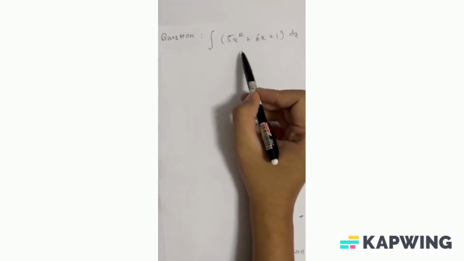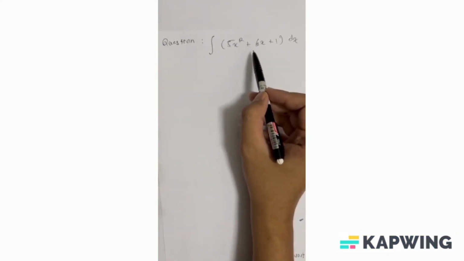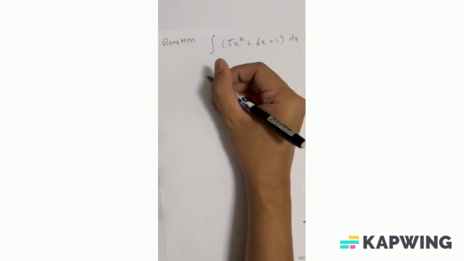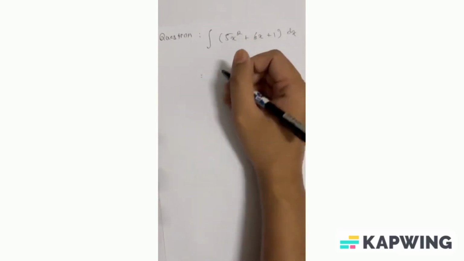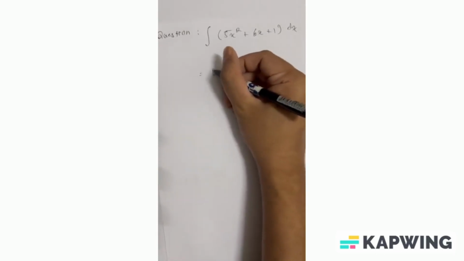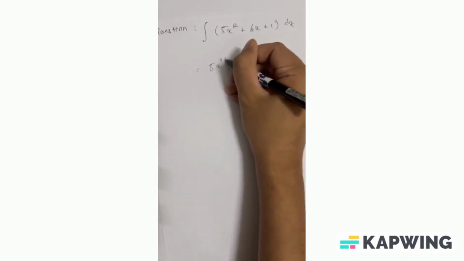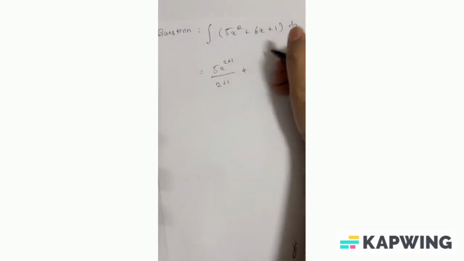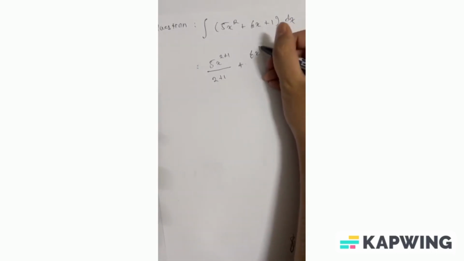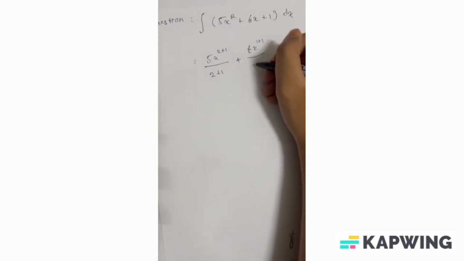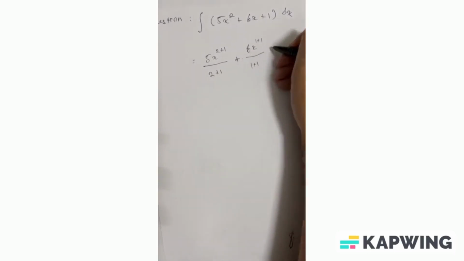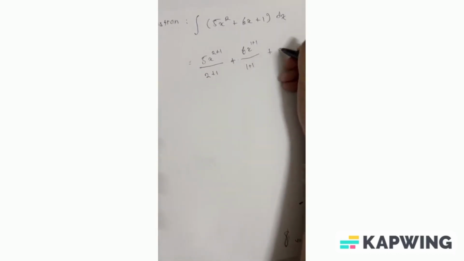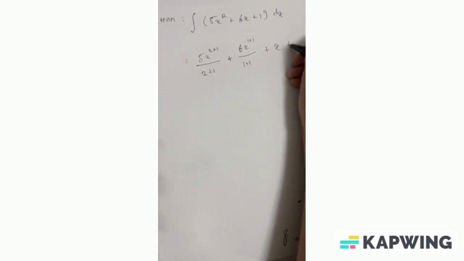So we have this question, 5x squared plus 6x plus 1 dx. We want to integrate. We need to integrate one by one. So the first one, 5x to the power of 2 plus 1 over 2 plus 1, plus 6x to the power of 1 plus 1 over 1 plus 1. So the 1 will become x, and plus c.